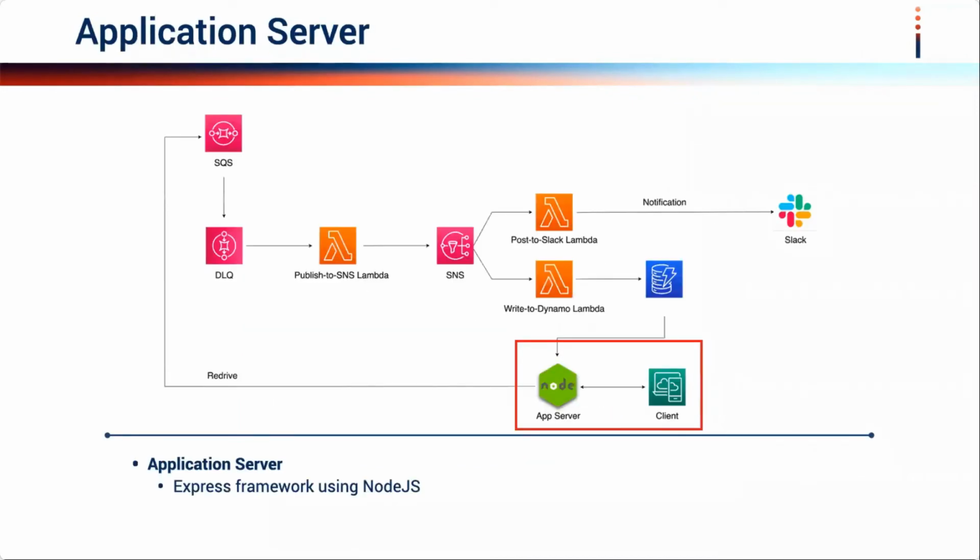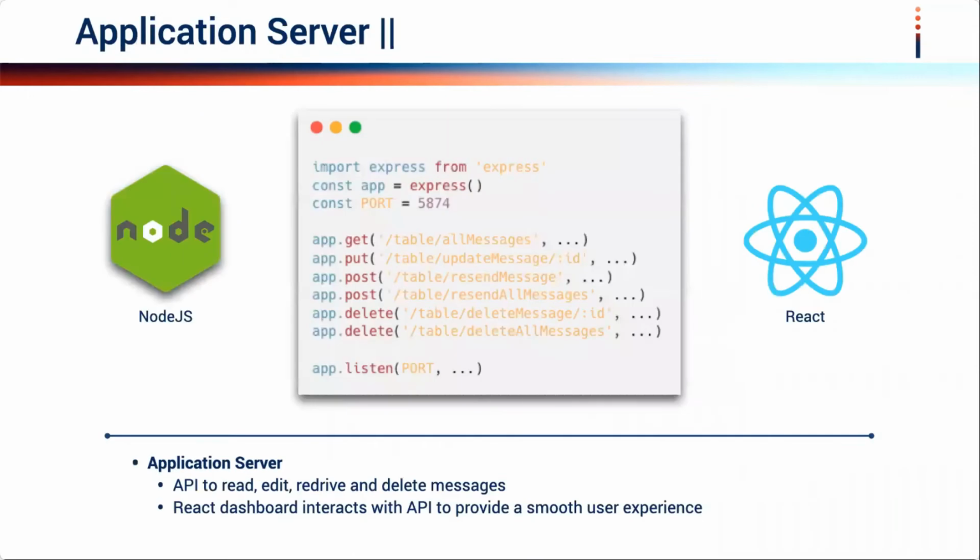The application server is built primarily with Node.js and the Express framework. This combined with AWS's DynamoDB SDK allows Kuri to provide RESTful API routes that are consumed with the React-built dashboard. In terms of design decisions for the application server, we decided to go with REST APIs as we knew we would need to interact with the database to provide the developer with a dashboard that makes it easy to interact with their DLQ messages.